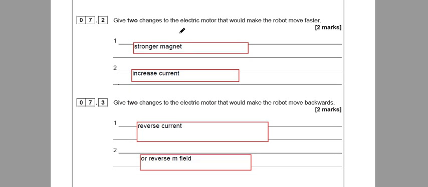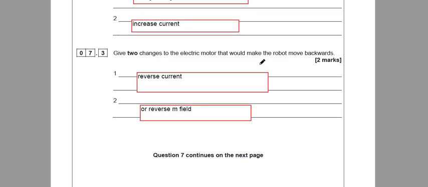Give two changes to the electric motor that would make the robot move faster. It will be a stronger magnet or increasing the current, because this increases the electromotive force on the coil, and it increases the speed of rotation of the coil, and hence increases the rotation of the legs of the robot, or makes the robot move faster.